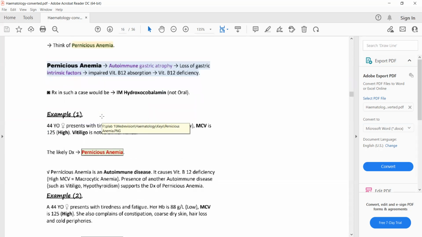Another example, a 44-year-old female presents with tiredness and fatigue. Again, tiredness and fatigue are signs and symptoms of anemia. Sorry, HB is 88, low, and MCV is high. She also complains of constipation, coarse, dry skin, hair loss, and cold peripheries. So what is the diagnosis here? Which type of anemia is it?